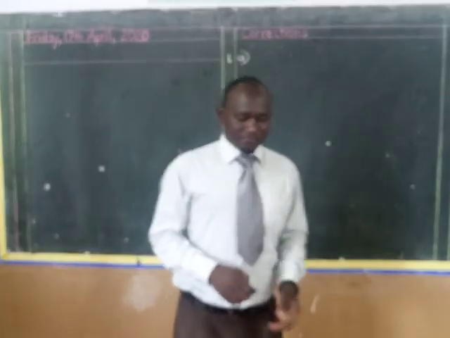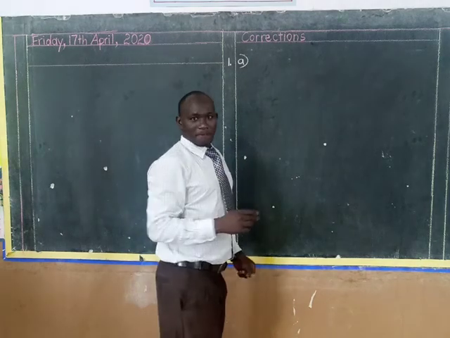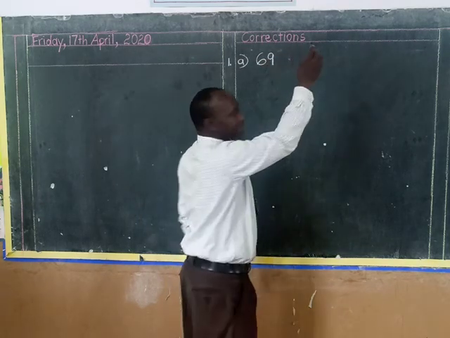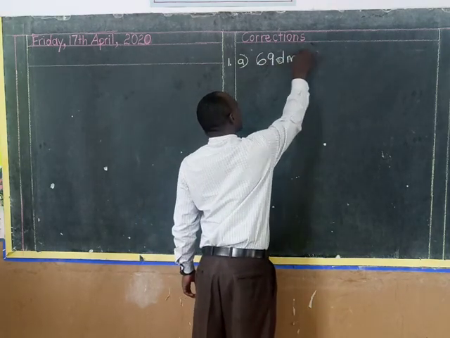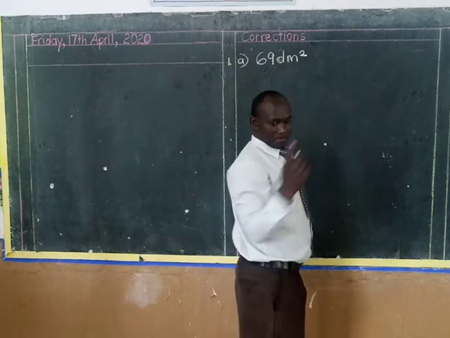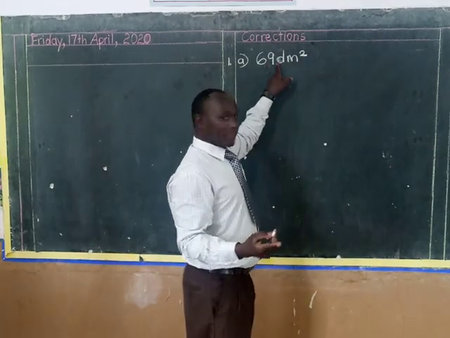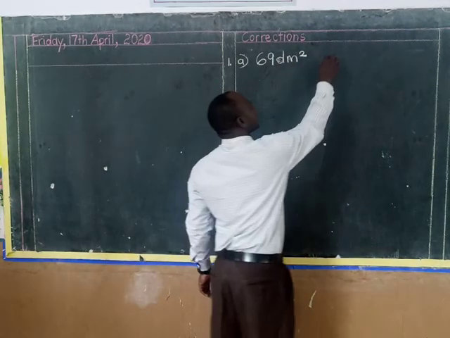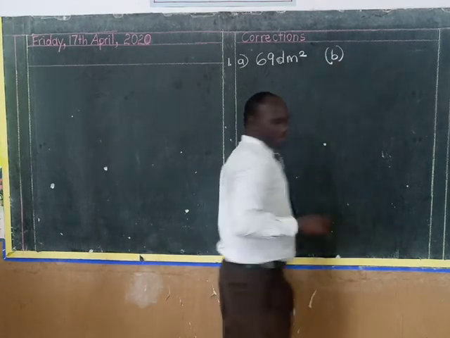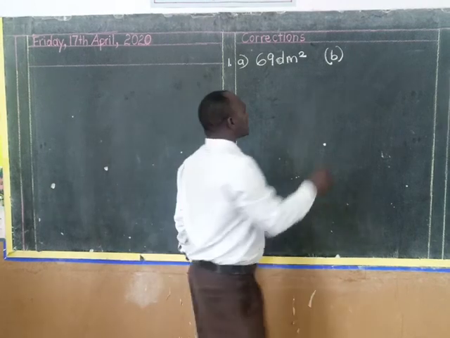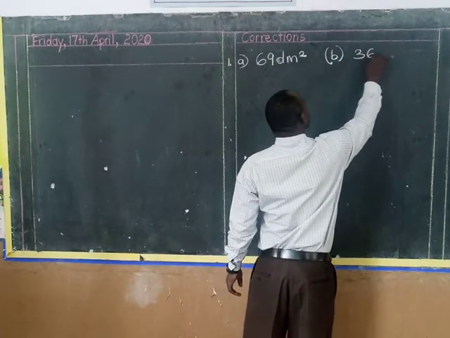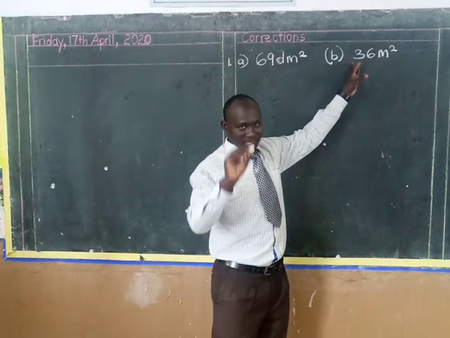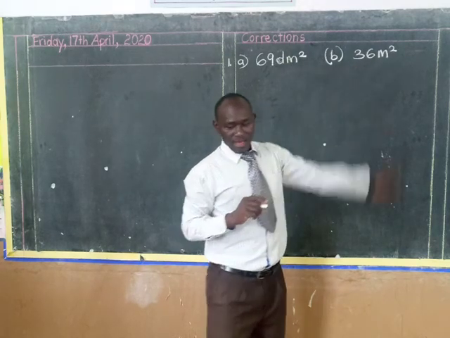Question number 1A. The answer was 69 square decimeters. If you have what you see here, mark yourself right. If you are missing anything, you are just about to get it. Then B, the answer was 36 square meters. If you're missing anything from there, just put a cross and have that work corrected again.